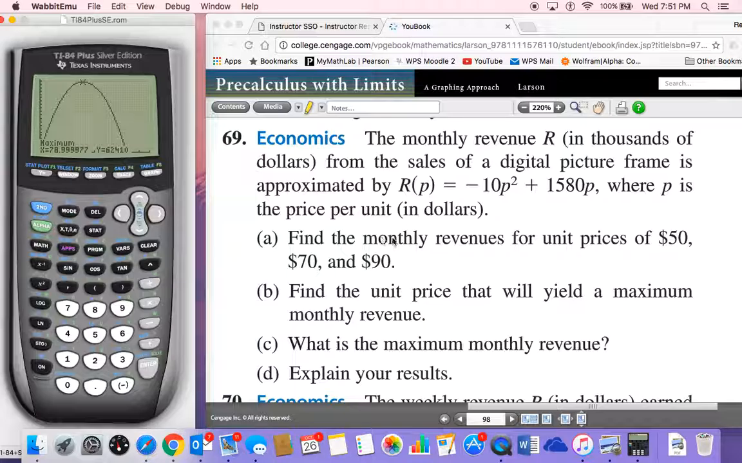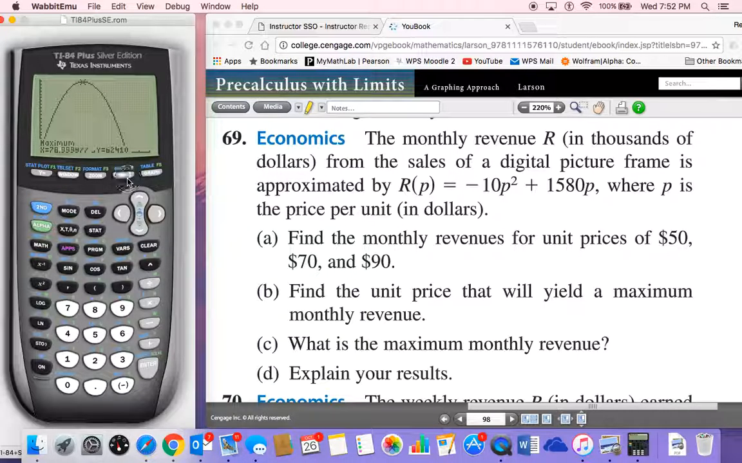Here it says find the monthly revenues. Let's look at part A. Find the monthly revenues for the unit prices of $50, $70, and $90. Well, if I read the problem, P is the price per unit. So P is price, and here that's our X. So basically, it's asking find the Y value when X is 50, and when X is 70, and when X is 90. And here you could use trace.